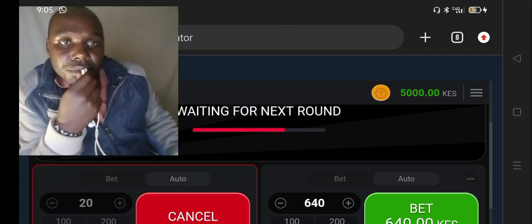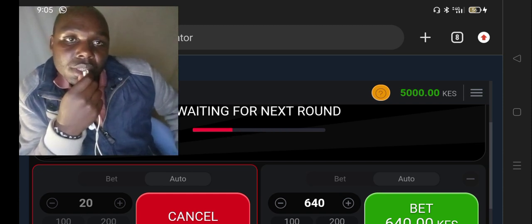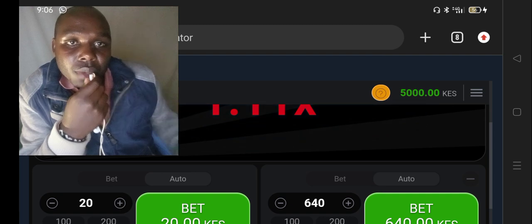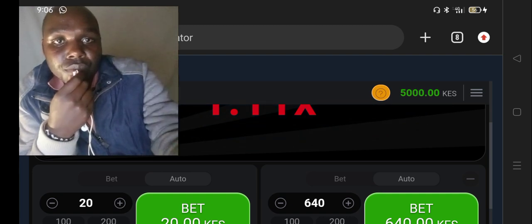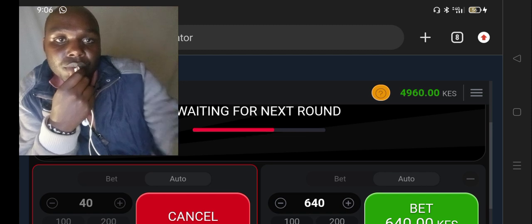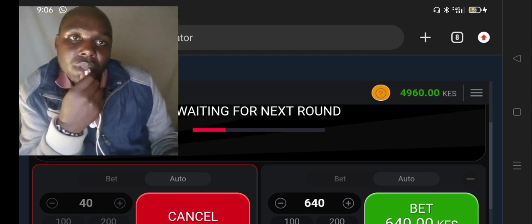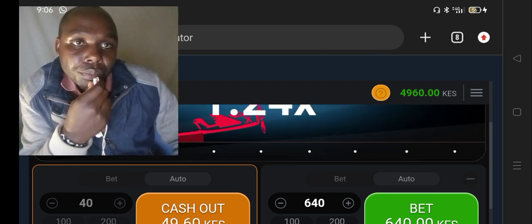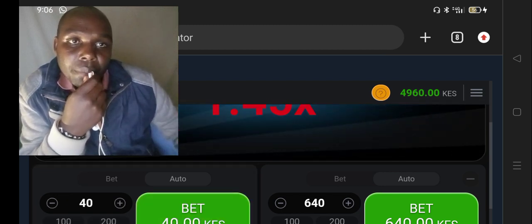We have lost that. We have to double it to 20. We are doubling to 20. We have lost again. We are doubling it to 40. We have to be fast so that we don't lose the round. When you lose a round, you will have broken the pattern. So you need to make sure that you are betting in every round.